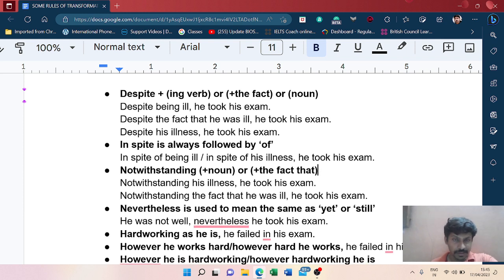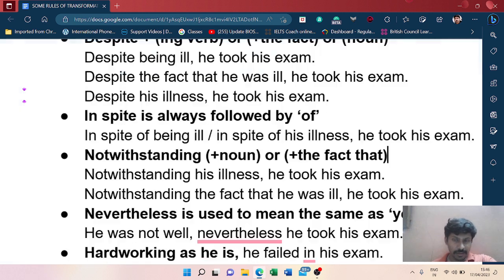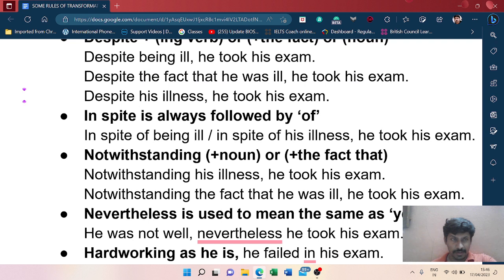Then comes in spite. It is always followed by of, as you know. In spite of being ill, or in spite of his illness, he took his exam. So what are the options here? Either in spite of plus being ill, meaning VING, or in spite of plus noun, in spite of his illness. You may also write in spite of the fact that he was ill, he took his exam. So in the same way we are writing, but in spite is strictly followed by of, whereas despite does not follow of. Then comes another conundrum, that is notwithstanding.